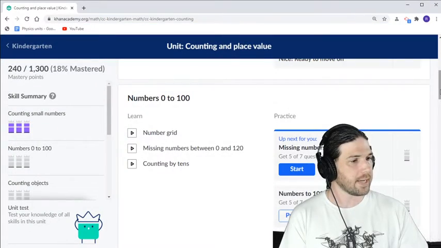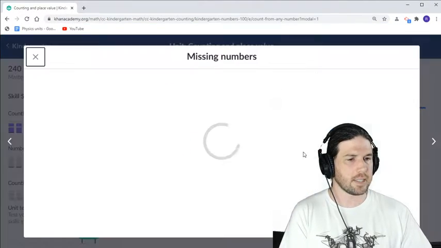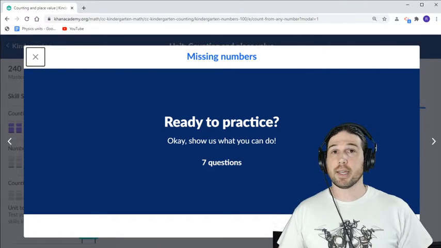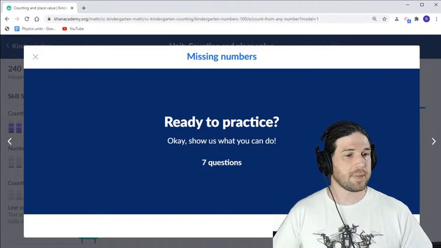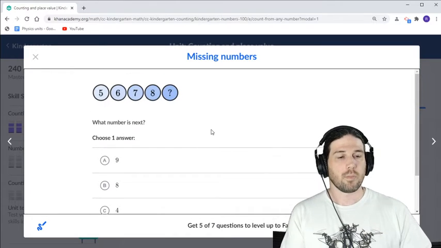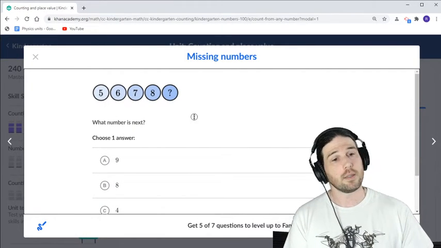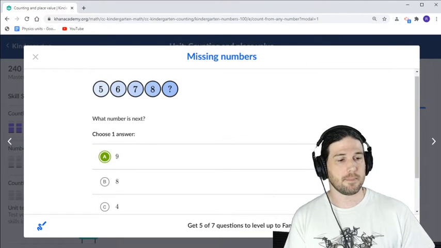So up next, we've got missing numbers. So again, this is the same thing. It's just more counting, except now we are presented with some numbers. We're asked which one is missing. The next number is 9.